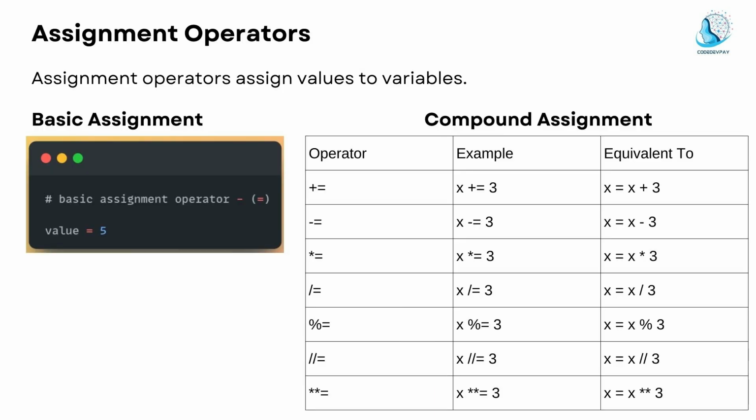Assignment operators assign values to variables. We looked at the basic assignment, which was the equal sign. So anytime you create a variable, we have to use the equal to assignment operator.